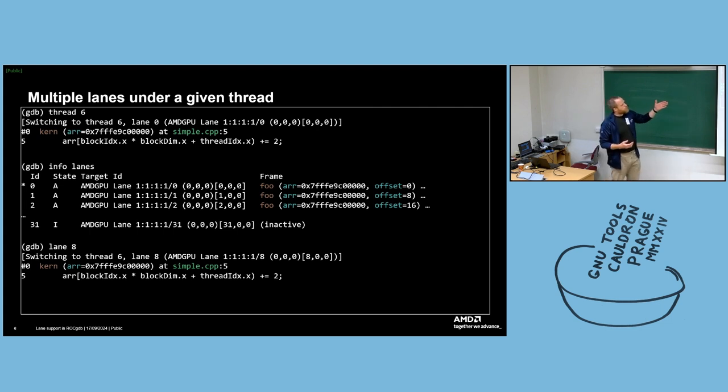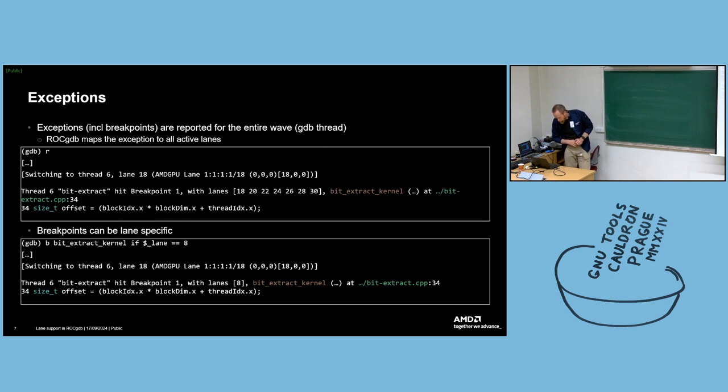And we have the lane command, which works exactly the same as the thread command and sets the current lane. So we take what exists for inferior threads and apply it to new objects, which are lanes. We have one PC, so almost all exceptions are reported at the scope of the thread. When you hit a breakpoint, the entire wave is going to be stopped. But, the same way as Baris just showed, when you hit a breakpoint, not all the lanes might be active.